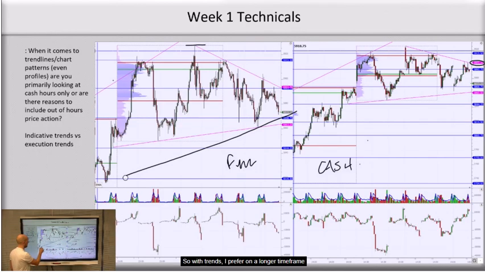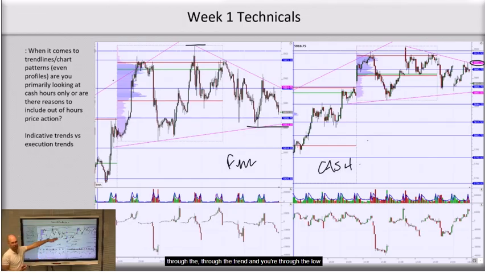So with trends, I prefer on a longer time frame to just look at them purely as an indication. If we break out of this sort of pennant, you can at least go, okay, well maybe I should be looking towards the upside. I'd be much more interested in this low, because at that point you're through the trend and you're through the low, and it doesn't matter again what time frame and who you are, that is the low of yesterday no matter how you look at it.